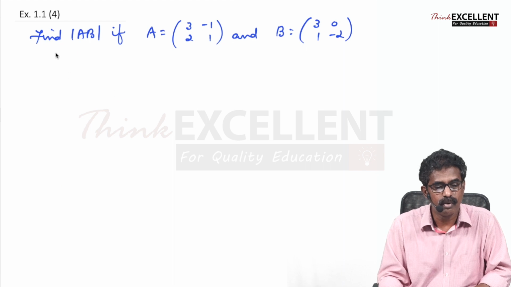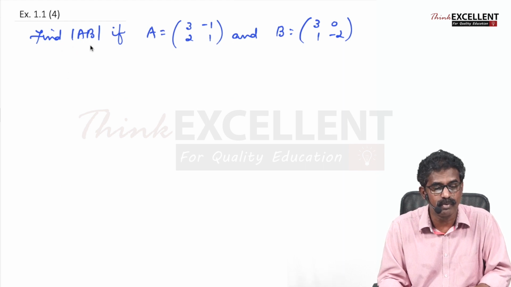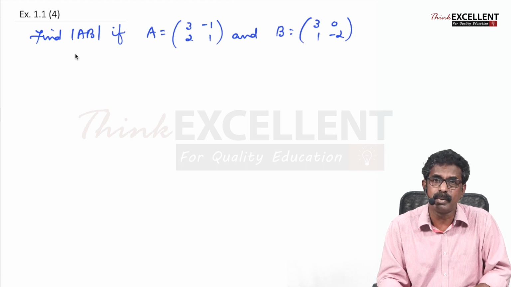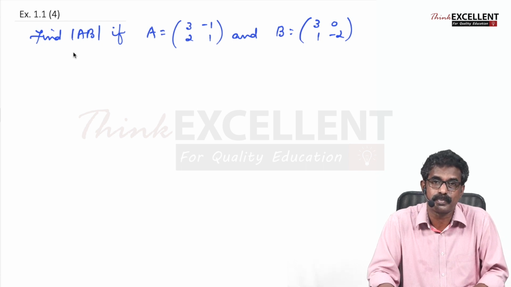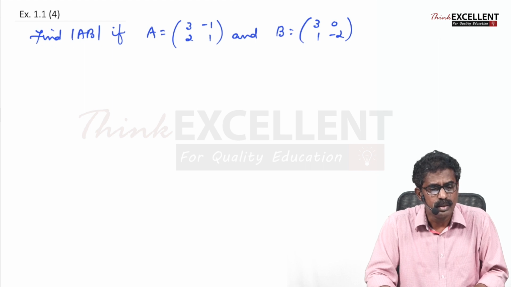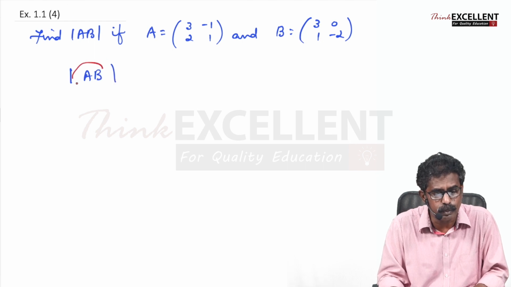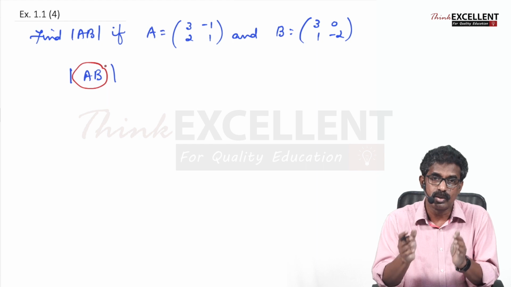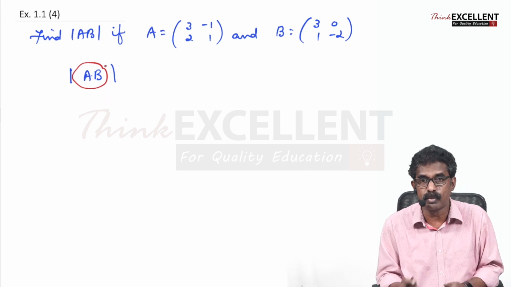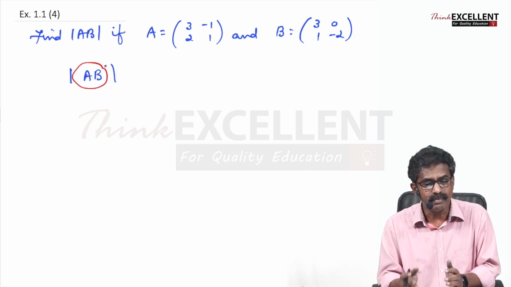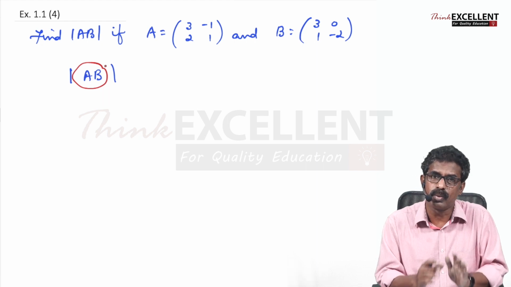See the next one. Find determinant AB. Find determinant AB if A equals one matrix given, B is another matrix, okay? So we want to find determinant AB. This sum can be done in two ways. One, you find AB first. So determinant AB we have to find, right? So for that first you can find A into B. Two matrices given, so multiply the two matrices. You know how to multiply row by column, right? After that, you take the determinant, you will get the answer.